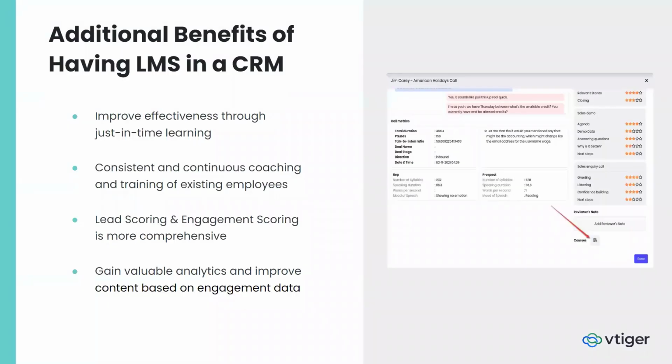Next, I just want to briefly go over some additional benefits of having an LMS in a CRM. First, improve effectiveness through just-in-time learning. The coaching module is a separate module from the LMS in the CRM, and it's part of our Calculus AI feature, but just-in-time learning can bring the two modules together. For example, if a coach sees that there are areas where employees can improve when reviewing calls or emails, the coach can suggest LMS courses for the employee to complete directly from the coach's module.